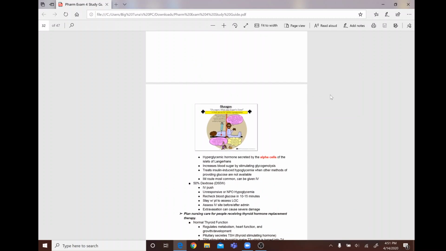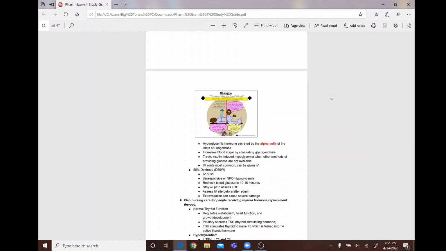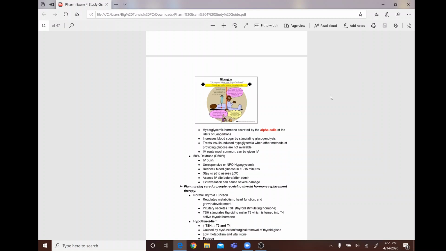Glucagon is a hyperglycemic hormone secreted by alpha cells. Increases blood sugar by stimulating glycogenolysis. It treats insulin-induced hypoglycemia when other methods of providing glucose are not available. IM route is most common, but can be given IV.